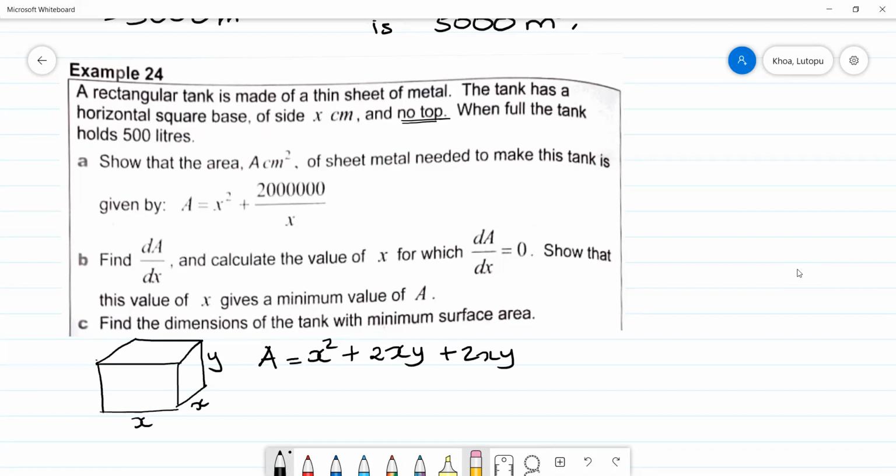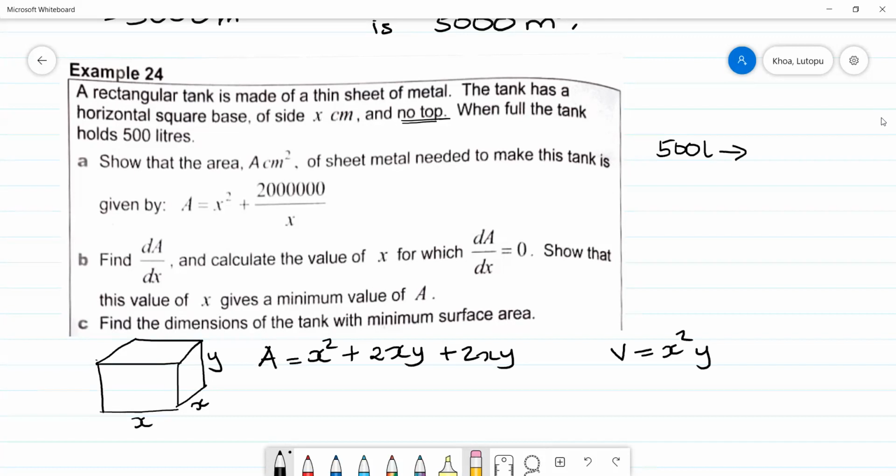All right, now what we want to do is write this in terms of x only. So we use the formula for the volume. The volume is x squared times y, because it's length, breadth, and the height. So that's how we get this one. And then the volume is 500 liters. So 500 liters, multiply it by 1,000 to change it to centimeters cubed.